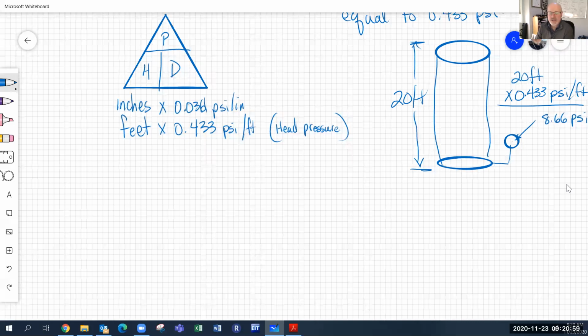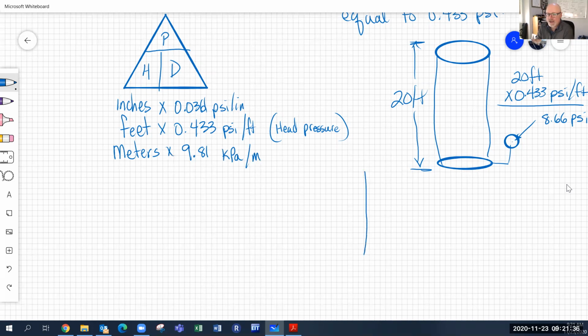Okay. So now there's another number I'm going to give you, and this is the metric equivalent of head pressure. If we're talking about meters, so 1 meter tall, pressure exerted on a column of liquid 1 meter will exert 9.81 kPa per meter.